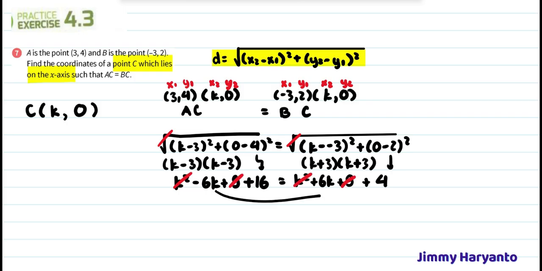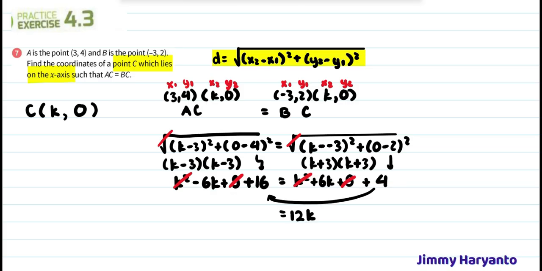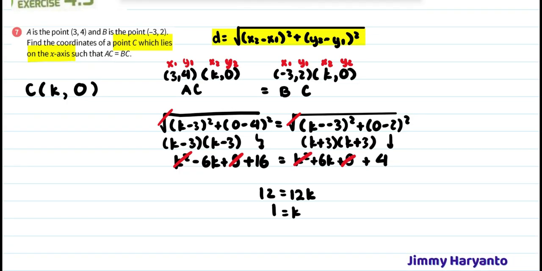I will move this k to the right hand side. You'll have 6 plus 6 equals 12k, and then move this 4, it will become 12. So k equals 12 divided by 12 equals 1. That means the coordinate of C is 1, 0.